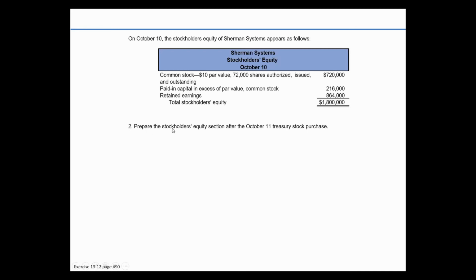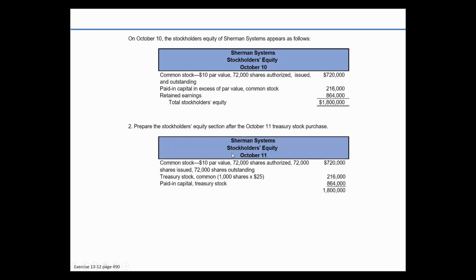So now we're going to prepare the stockholders' equity section after the October the 1st stock purchase. So we have less the treasury stock in the amount of 5,000 shares at 25 is 125. So then we would subtract that from the total. Then that would give the total stockholders' equity of $1,675,000.